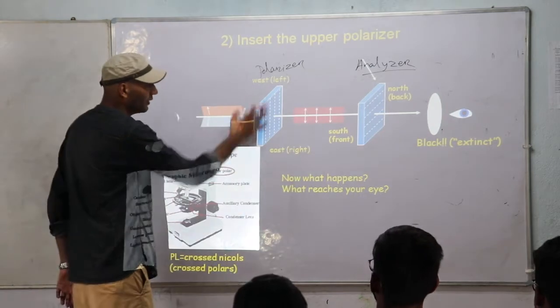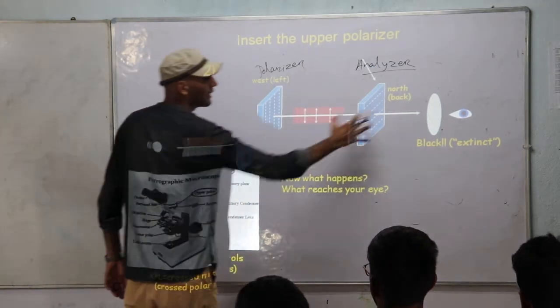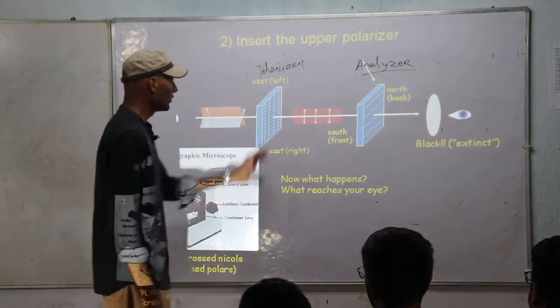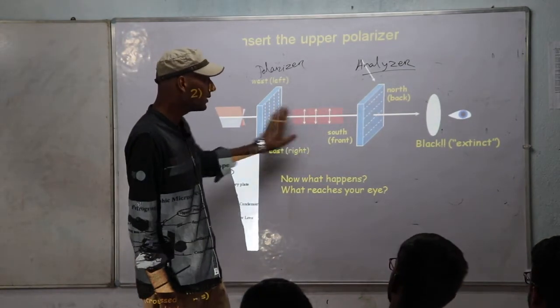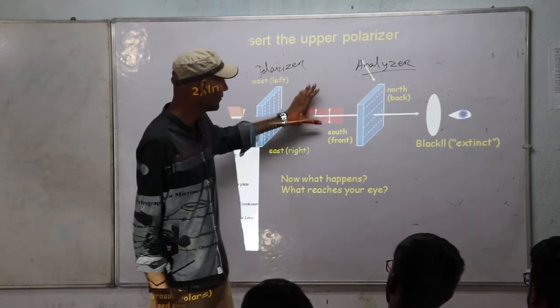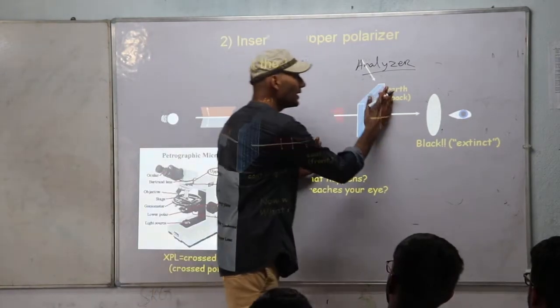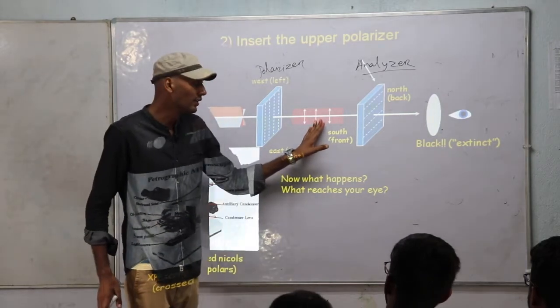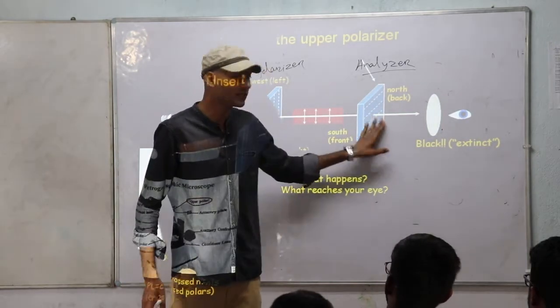You can see this is having left to right, or west to east, vibration. This is having north-south vibration direction. So both of them are perpendicular. The light ray that passed through the polarizer is having a vibration of west to east. But the analyzer is having a vibration which is perpendicular to the vibration of the light ray, so it doesn't allow the light ray to pass through it.